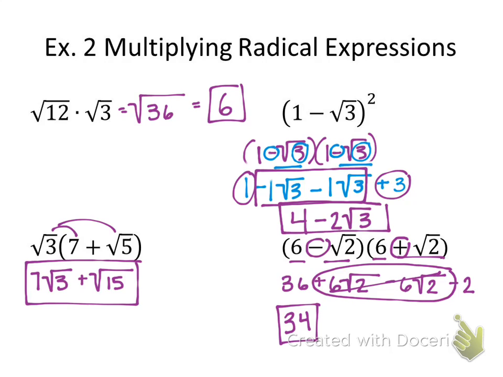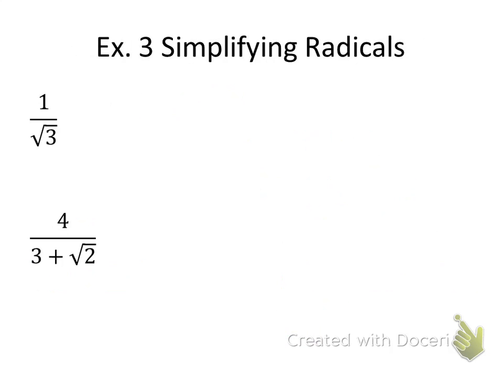Okay, so let's do the last example. Example 3, simplifying radicals. Now we're doing division. The first example, we did addition and subtraction, and they had to have a like term. The second example, we did multiplication, and I could multiply anything together as long as they both were either underneath the radical or both were outside the radical. And now we're doing division, okay?